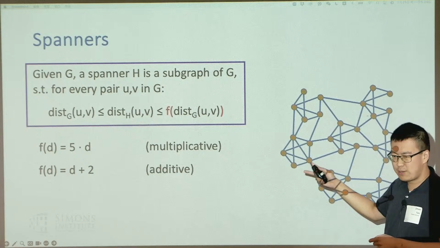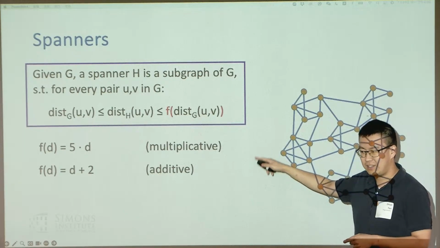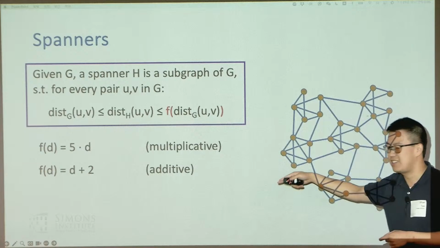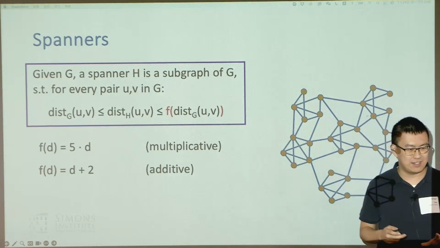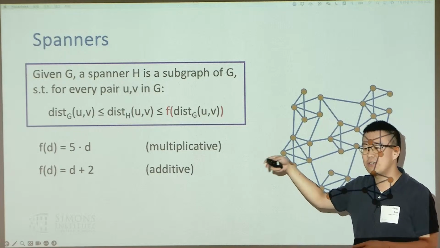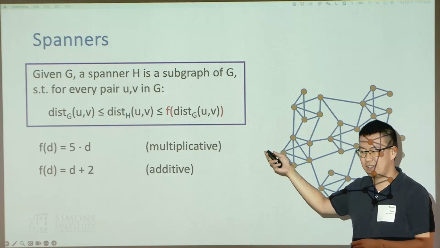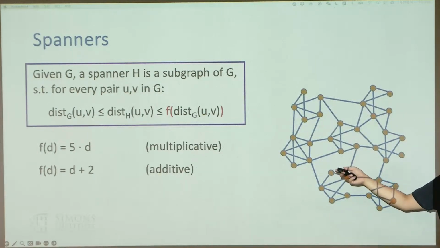There are two typical scenarios which we have considered in the past. One is multiplicative, and the other is additive, basically constant additive. The multiplicative one you are probably most familiar with. There's a greedy algorithm, allowing the distance to increase by a constant factor. Additive is just, for example, +2, +4, any plus constant. These are the two typical cases that we study for spanners.